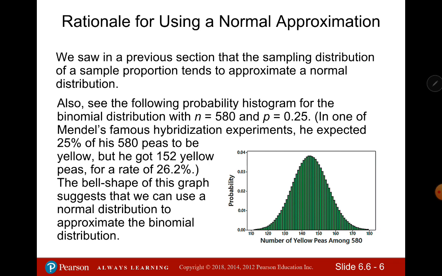This tells you why we could use the normal distribution to approximate the binomial distribution. When we check the histogram, we realize the curve follows approximately a bell-shaped curve, which suggests that we could use a normal distribution.